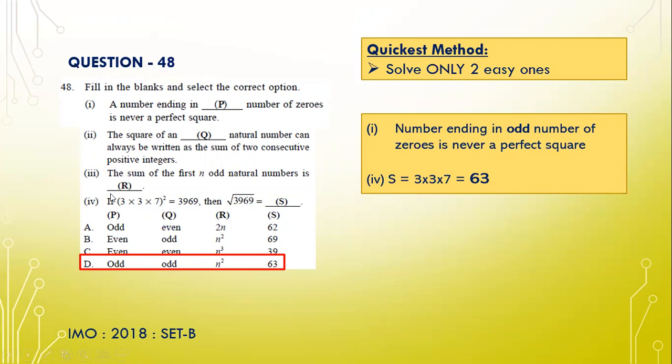Okay, and 3 into 3 into 7 square is 3969. 3 into 3 into 7 is 3 3 is a 9, 9 7 is 63. 63 square is 3969. So what is the square root of 3969? It is 63, isn't it? So for the first blank it is odd, and for the second it is 63. So odd and 63. So option D is the right option.